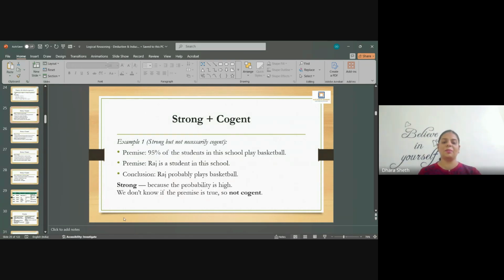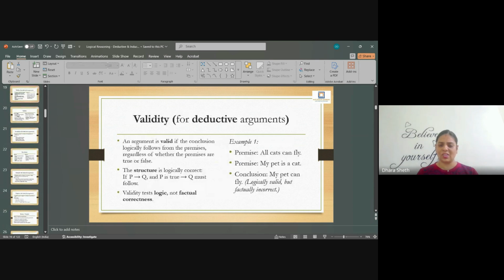Clear with the concept of strength and cogency? Strength and cogency come with inductive arguments based on observations. Clear for others? See, if your concepts are clear, you will be able to solve the questions without any stress or extra preparation in logical reasoning. Okay. Now let's go to validity.